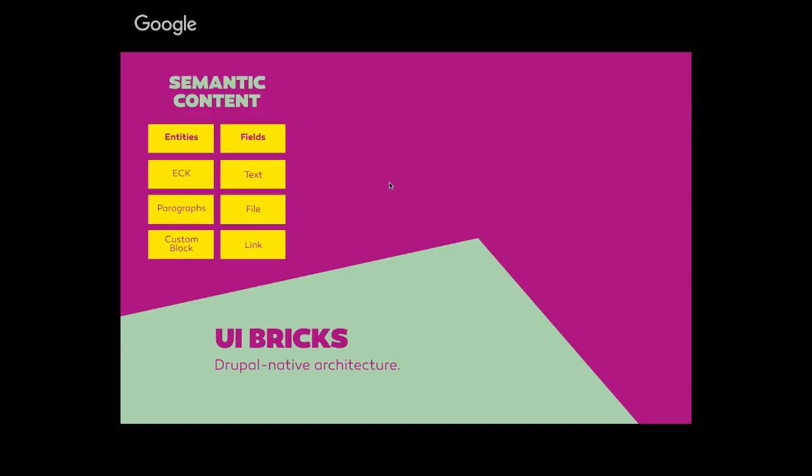Entities have fields, and fields are simple atomic pieces of content, provided by core, a huge amount of them, and by contributed modules, of course. We have the ability to create text fields, file fields, image fields, link fields, and so on and so on. And we need some building blocks to put our semantic content in the structure we want, to represent this content to our site visitors.